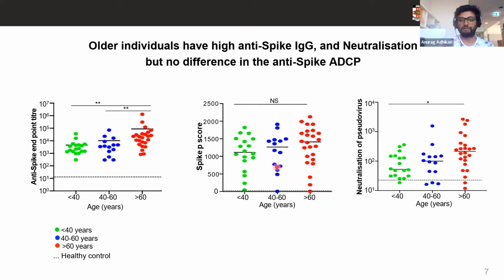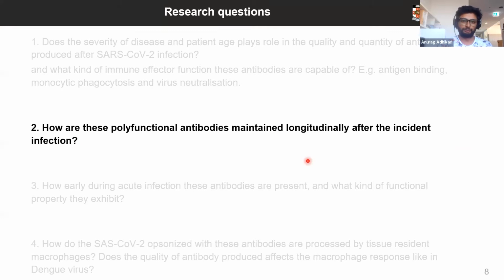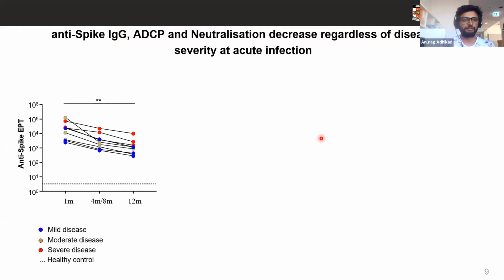Statistically, ADCP was not significant between the groups, but you can see the trend. So once we found that, we wanted to ask, how are these functions maintained longitudinally after the infection? So for that, we followed up the patients, of course. And then, as you can see in the first figure, there are 3 different groups of individuals. We followed them at 1 month, 4 months, 8 months, and 12 months.